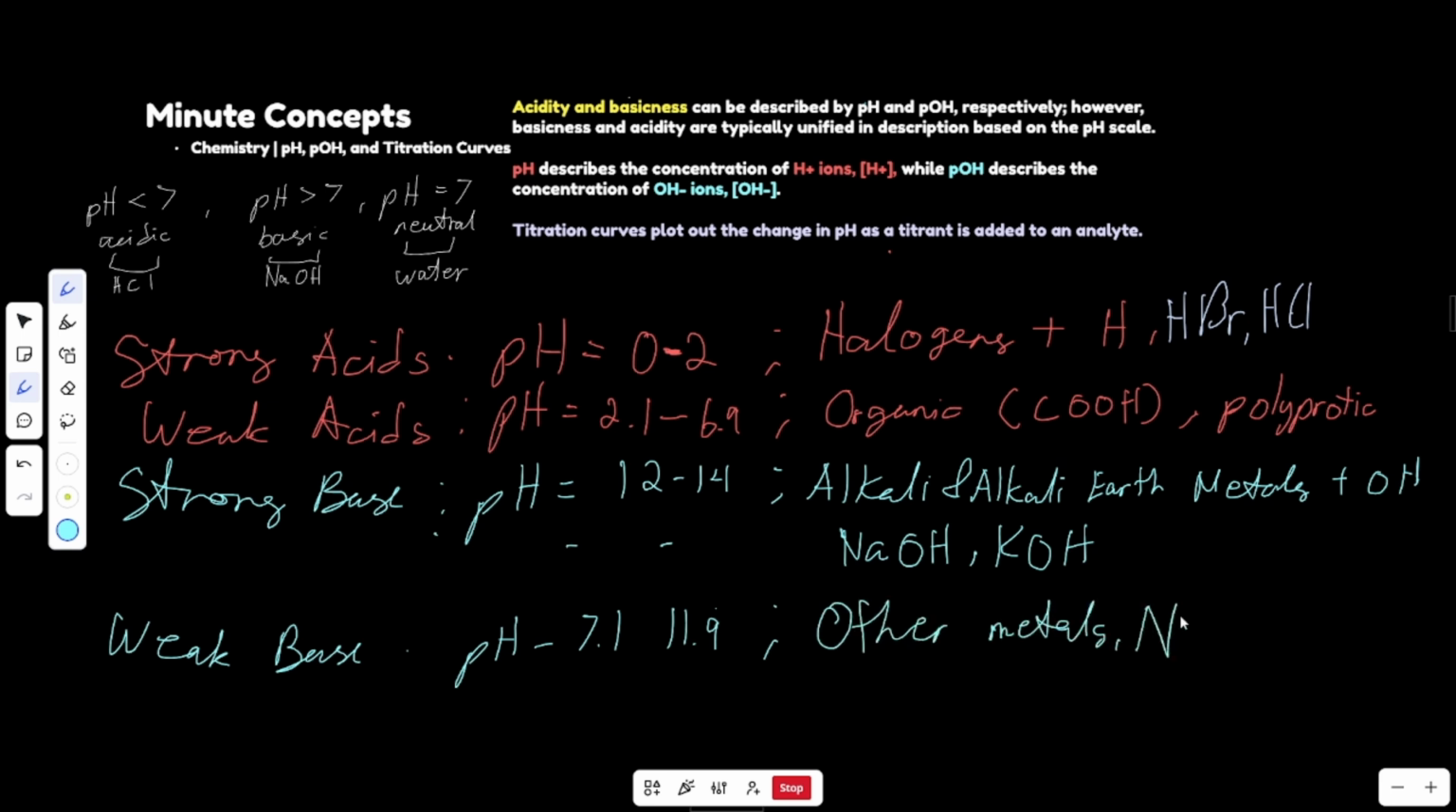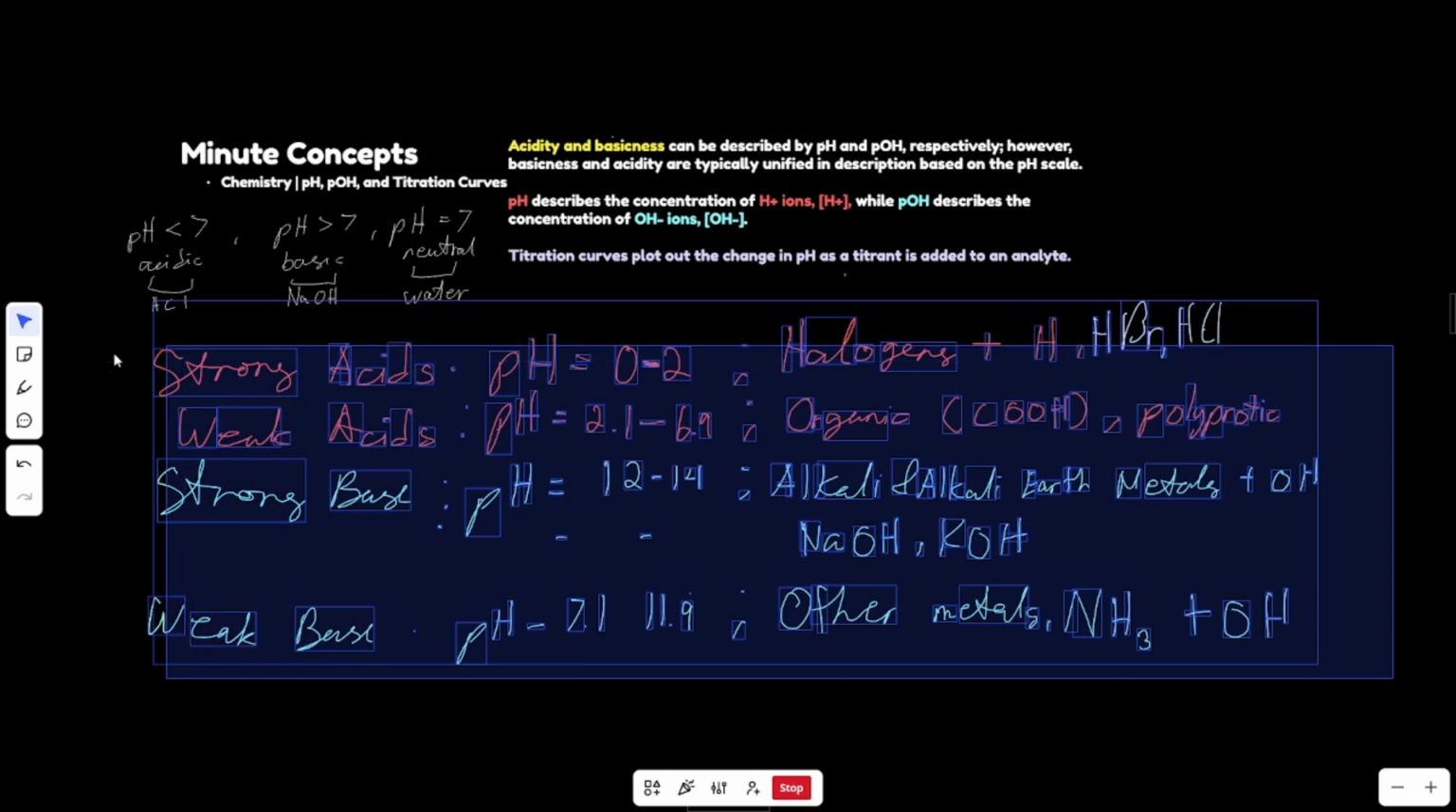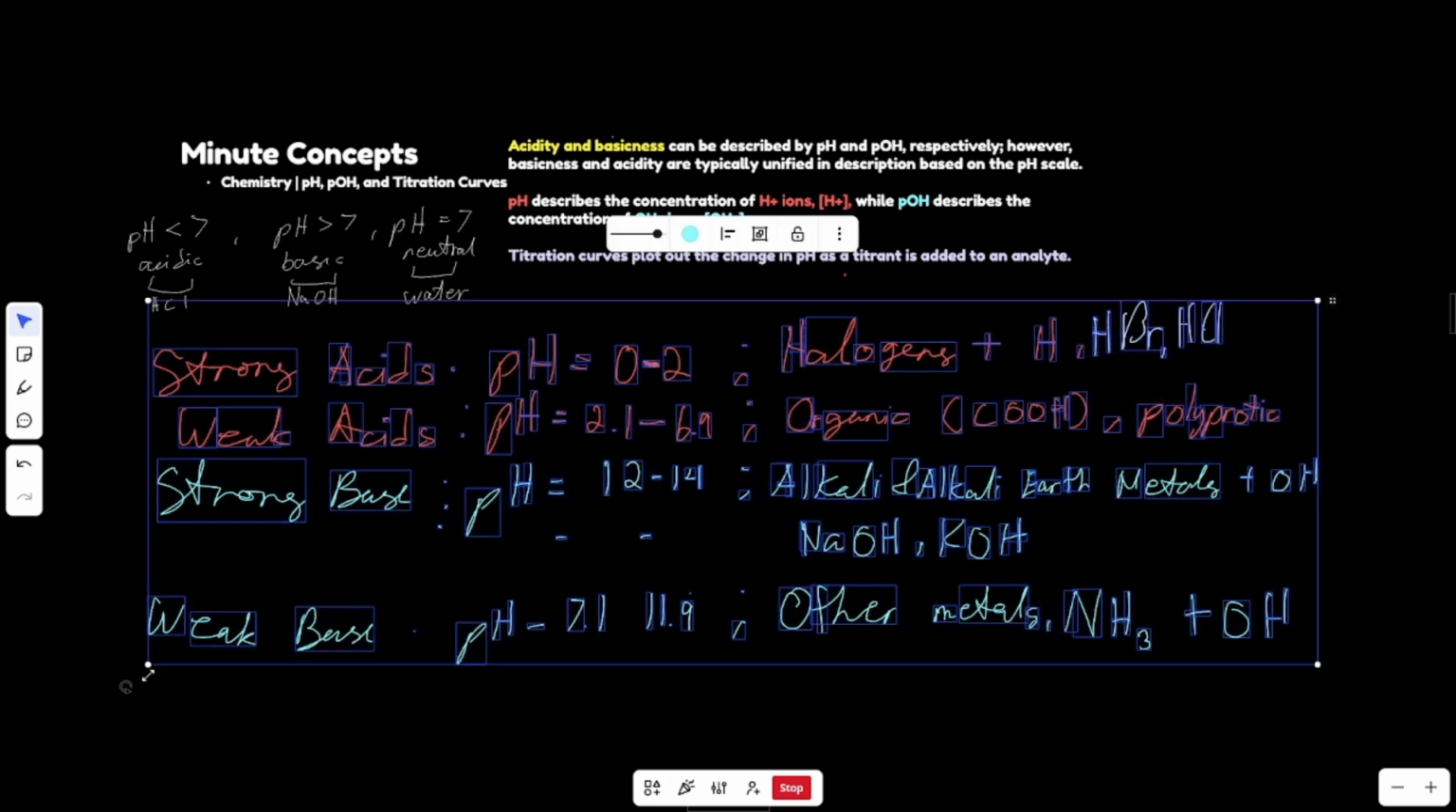or nitrogenous compounds or amines here, like this, like ammonia, and then you have an OH group attached to it. So that's how we determine them based on formulas. Of course, it helps if you're lucky in your exams.